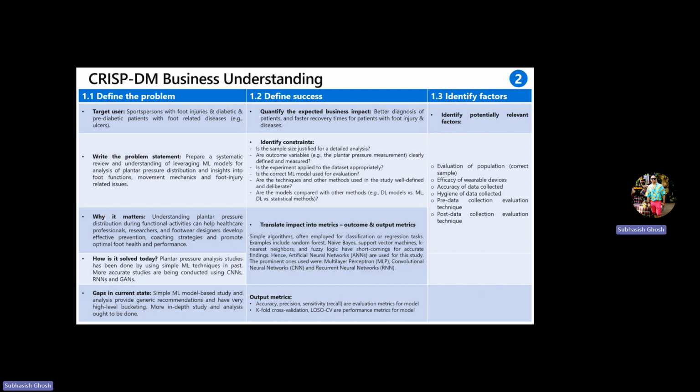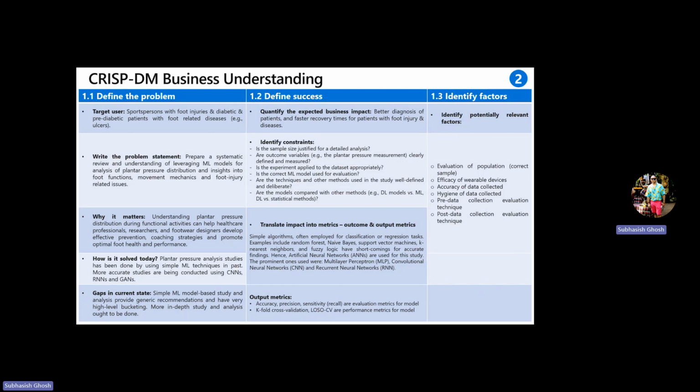Simple algorithms are often employed for classification and regression tasks, right? They provide outcomes, like random forest, naive Bayes, fuzzy logic, but they have shortcomings for accurate findings. Hence, we have moved to using artificial neural networks for this particular study. The three top prominent ones are multi-layer perceptrons, convolutional neural networks, and recurrent neural networks. Output metrics are basically accuracy, precision, and sensitivity or recall, and for the performance of the model, k-fold cross-validation is the one which we are aiming for.